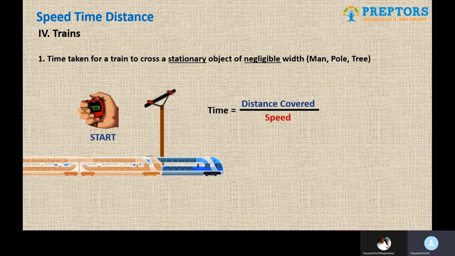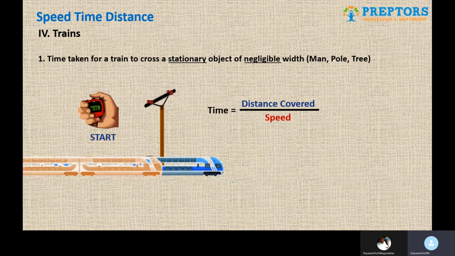So what you can remember is the formula is LT upon ST. Length of the train upon speed of the train. LT upon ST. First scenario, very straightforward: no relative speed, the object is stationary and it has negligible width also. LT upon ST.